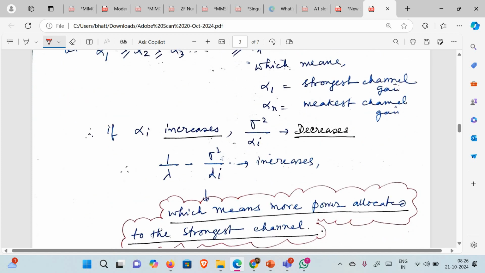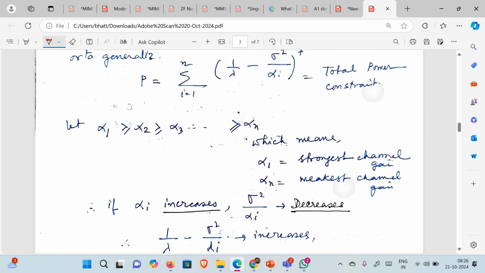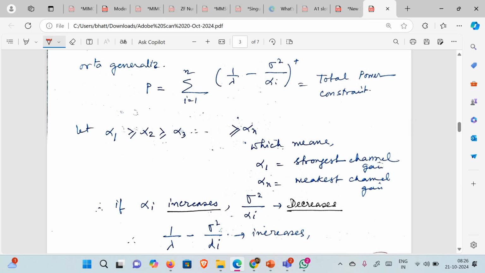So let us just go ahead. So the significance of it. Let us just end up on this part of it. The significance of this: you can see Pi is nothing but 1 by sigma. So this is for the overall generalized case. And this plus sign is a specific way of representation of a function. So that is the plus sign that you are looking at over here. Okay, so this is what we call the total power constraint.